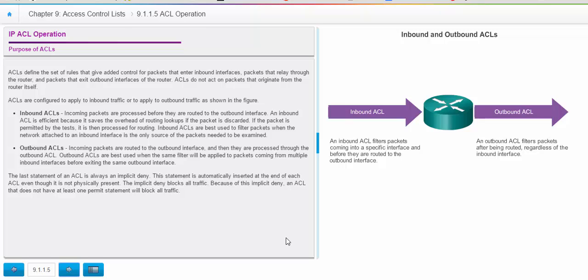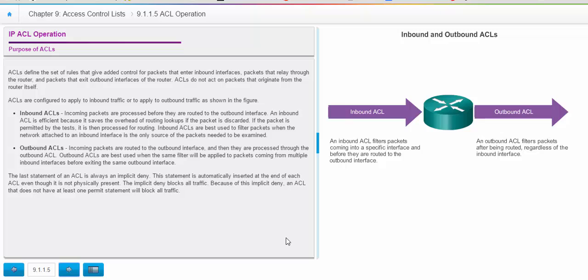Your ACLs can be configured for inbound traffic or outbound traffic. Your inbound ACLs are for incoming packets. They're processed before they're routed to the outbound interface. An inbound ACL is efficient because it saves the overhead of routing lookups. If the packet is permitted by the test, it is then processed for routing. So if it doesn't meet the criteria, we're not going to process it, we're going to drop it.